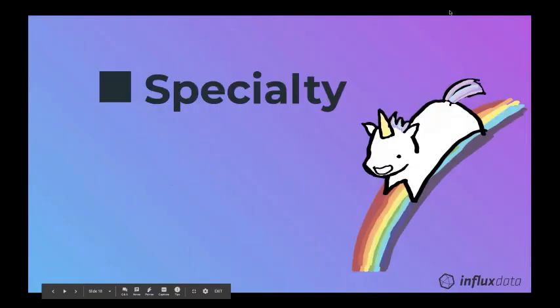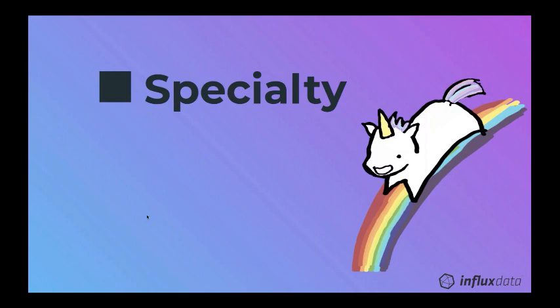The last category we have is specialty, which we've sort of been hinting at, right? You can't really treat time series data like you treat other types of data. You can't treat it like documents or relational data because the aspect of time is complex. So what kind of goes into thinking about these specialty tools?